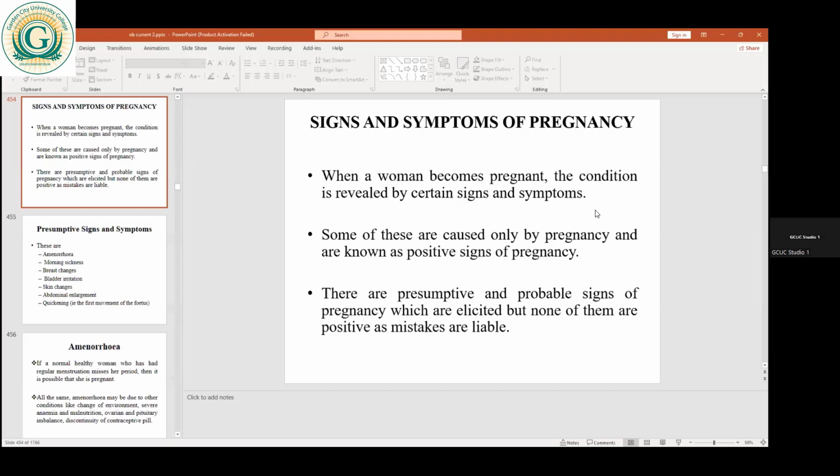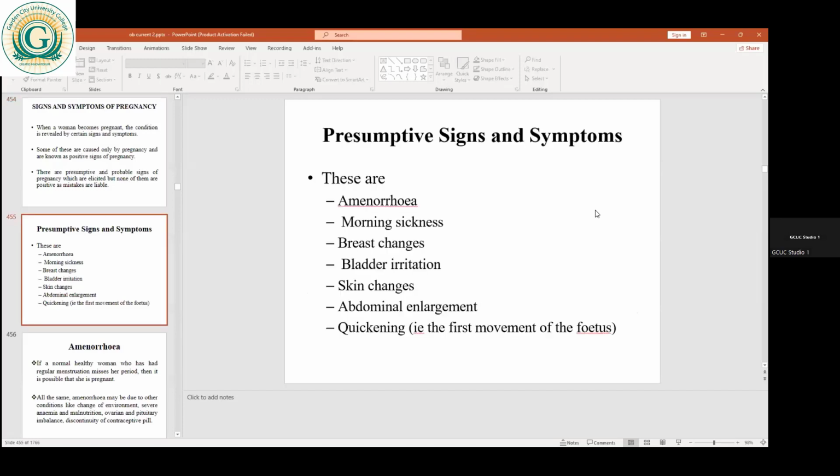So, signs and symptoms of pregnancy. When a woman becomes pregnant, some conditions.